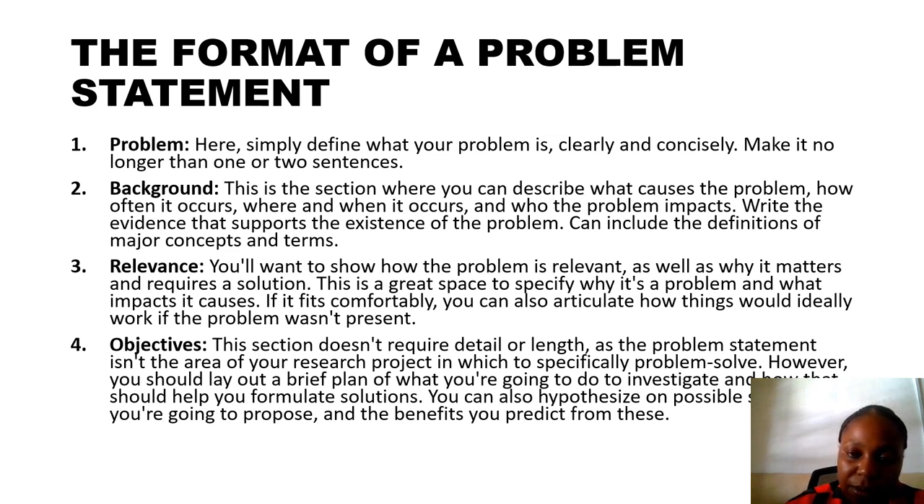You find what other papers are saying about that problem, especially the causes. Then how often it occurs, where is it occurring, and when is it occurring, and then who does the problem impact. Then after that, you write the evidence that supports the existence of the problem. That's why I said you do a small literature review. You find some existing papers about that problem. Then you can include the definitions of major concepts and terms.